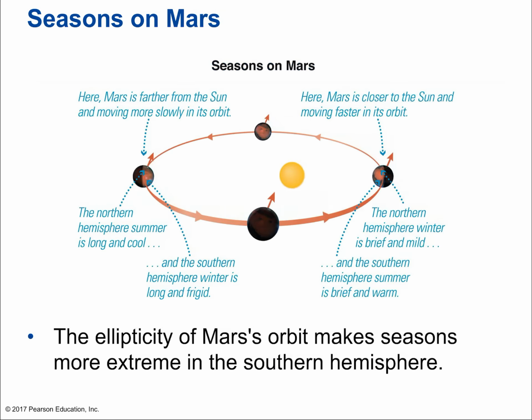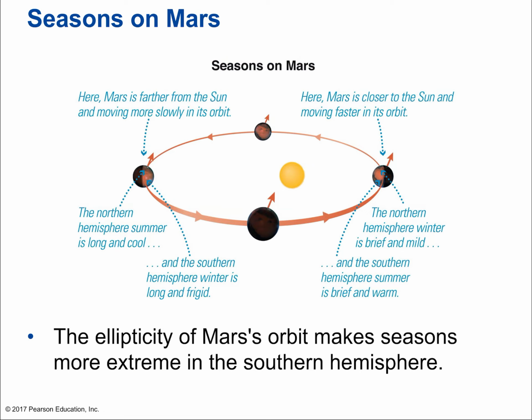All right. So what about seasons on Mars? The ellipticity, so that's just how elliptical its orbit is, makes seasons more extreme in the southern hemisphere. So there's a real asymmetry. Whereas here on Earth, we have about the same seasonal variation between the northern and southern hemispheres because our seasons are driven almost entirely by our tilt. On Mars, there's a bigger variation in one hemisphere than another because the planet's still tilted, but also its orbit is quite elliptical, much more elliptical than Earth's.